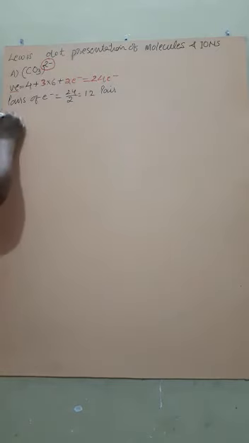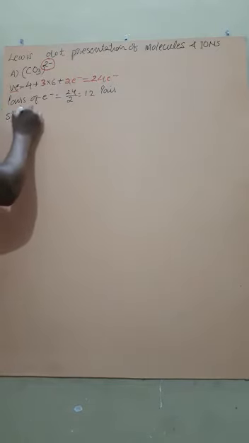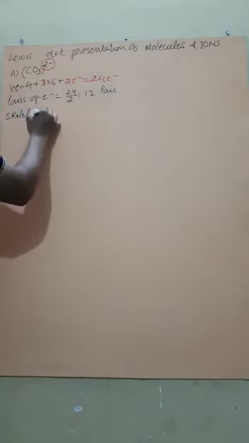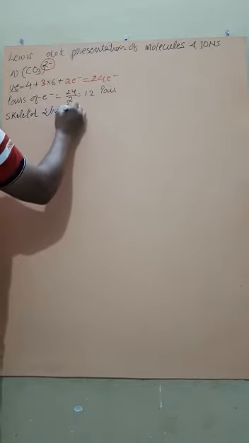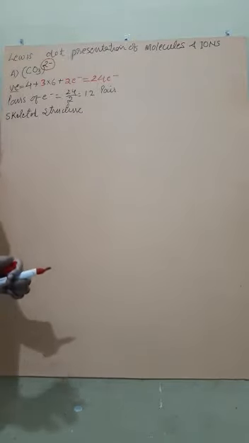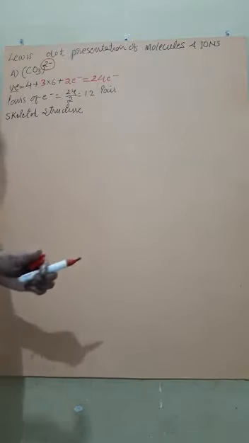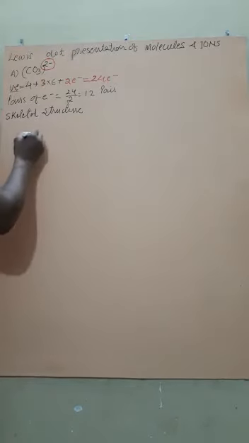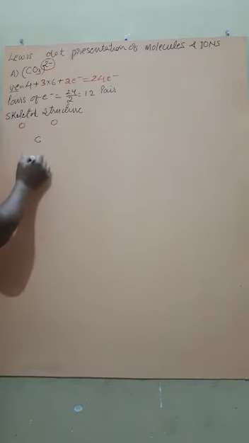Now, the third one is the skeletal structure. The skeletal structure is drawn assuming that the less electronegative atom will occupy the center position and the more electronegative atoms will be present in the surrounding. Are you getting? So the carbon will occupy the center position while the oxygen, which is more electronegative, will occupy the surrounding positions. Okay, this is the third step.